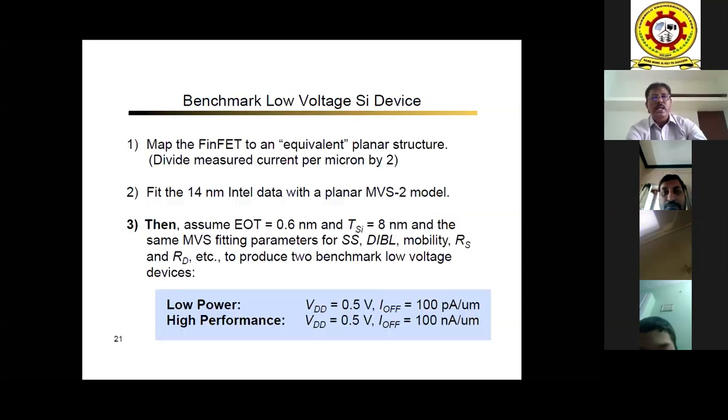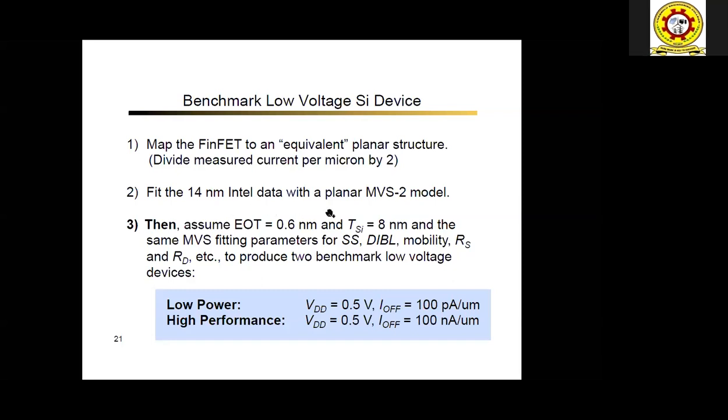Okay, so what do you do? I'm talking suddenly about a FinFET, right? FinFET is no more a planar device, it's actually a vertical platform. So if you are working on a planar device platform, can I still use these conventional benchmark models to assess my work? Yes, it can be done. They have given one method for that. Map the FinFET to an equivalent planar structure, then divide the measured current per micron by 2, because that is a vertical structure. Then fit the 14 nanometer Intel data with a planar model, and then you can start benchmarking your models. Okay.